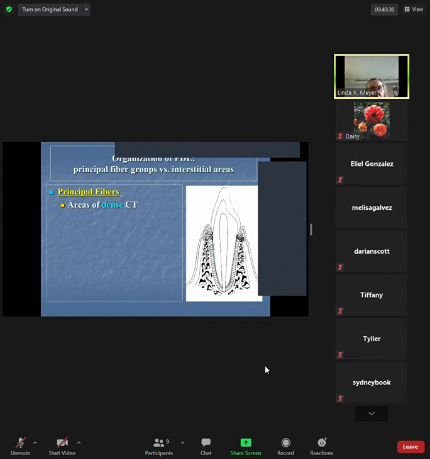Okay, so we have areas of dense connective tissue where these fibers are. I know it only looks like diagrammatically that there's one fiber there, but that spoke just represents groups of fibers. So where these principal fibers are, that represents areas of dense connective tissue. And like the gingival fiber groups, they're type 1 collagen fibers organized into dense bundles.